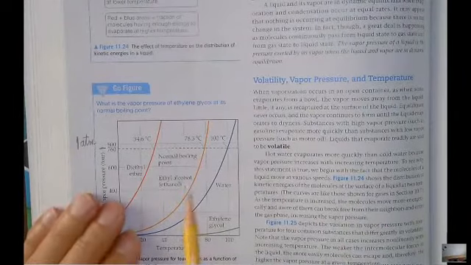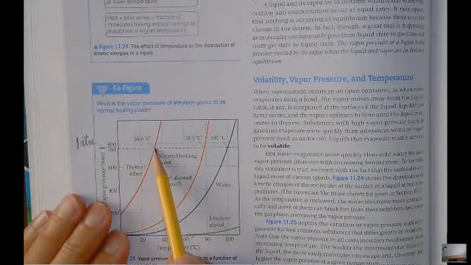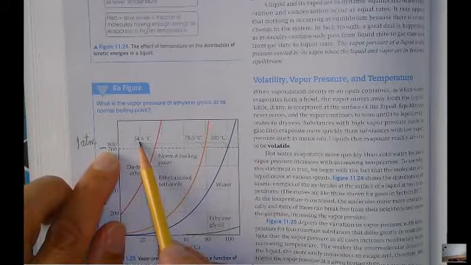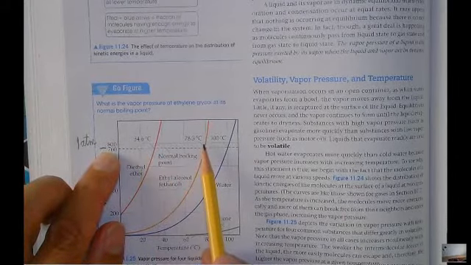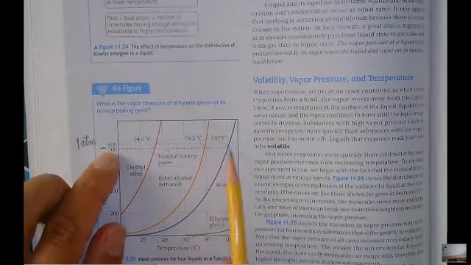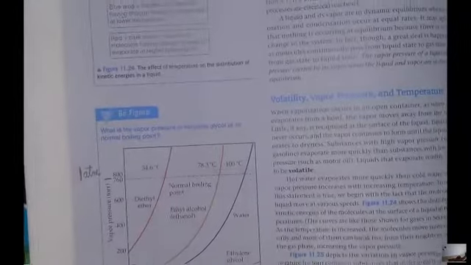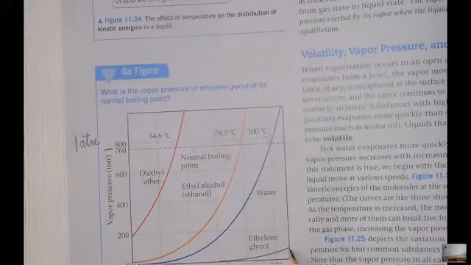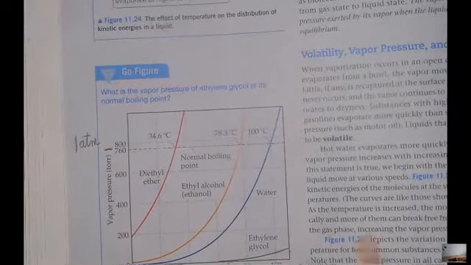Okay. And so diethyl ether's normal boiling point at 1 atmosphere of pressure, it'll boil at 34.6 degrees. Ethyl alcohol boils at 78 at 1 atmosphere of pressure. We know water boils at 100. Sorry, this is a little hard to read. Oh, that's better. Okay, let me get closer. And ethylene glycol doesn't even make it up to the top, so you can't even get it to boil on this graph. Okay.